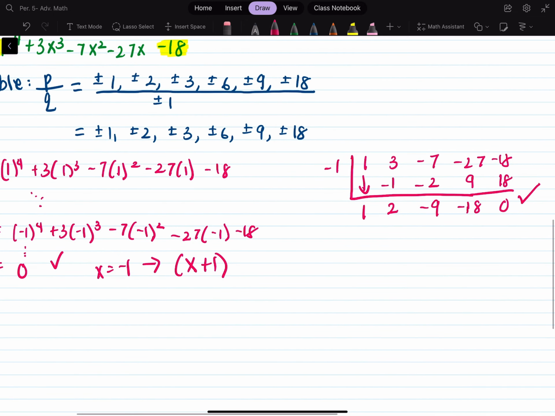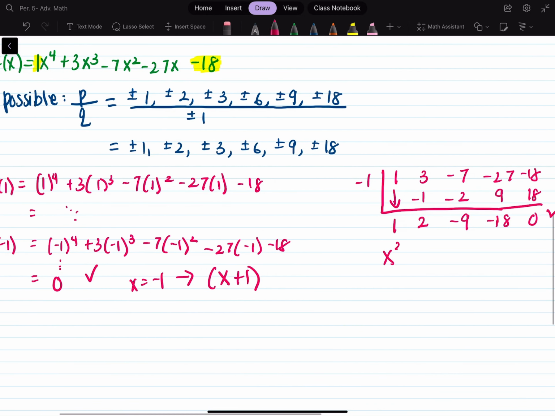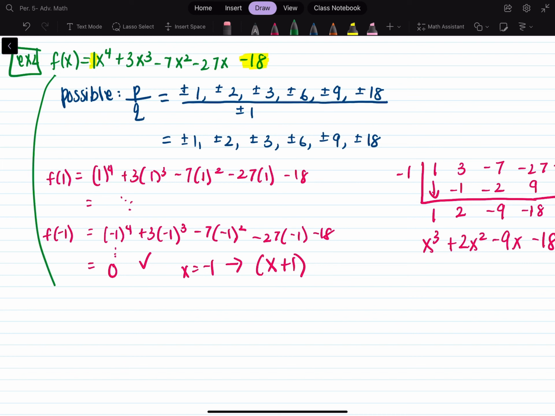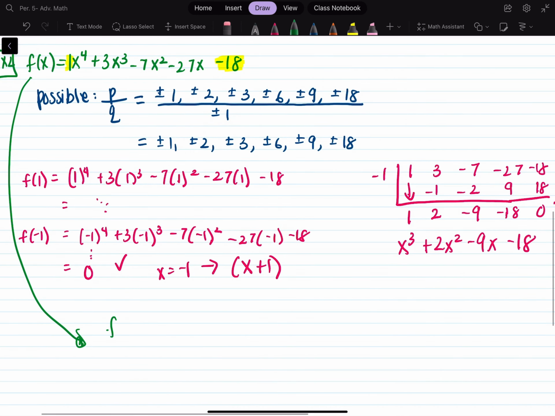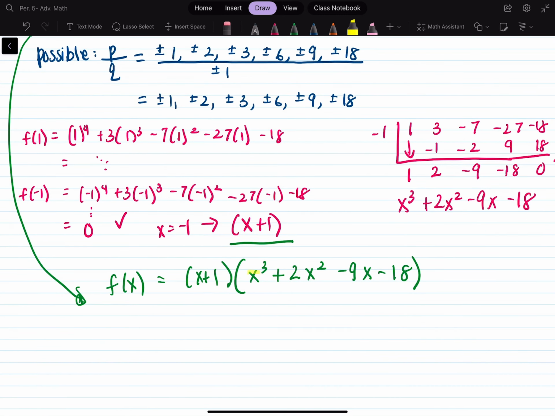So now you can go ahead and rewrite this polynomial. Remember, this one started off with a 4th power, so when I do my synthetic division, this first term is actually a cubed term. So this would be x cubed plus 2x squared minus 9x minus 18. Now to continue the factorization so that you can find the zeros, f of x is going to be equal to our original linear factor, x plus 1, times our synthetic division polynomial, x cubed plus 2x squared minus 9x minus 18. For this one, you should notice that this polynomial is not a quadratic, so you cannot just use the quadratic formula.